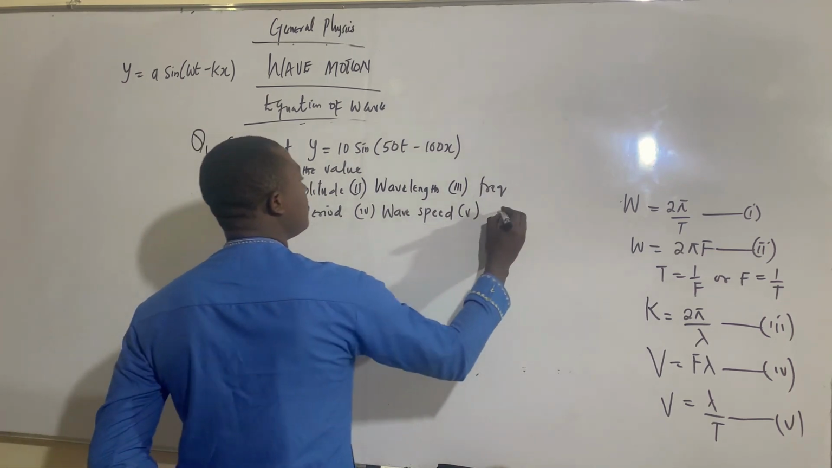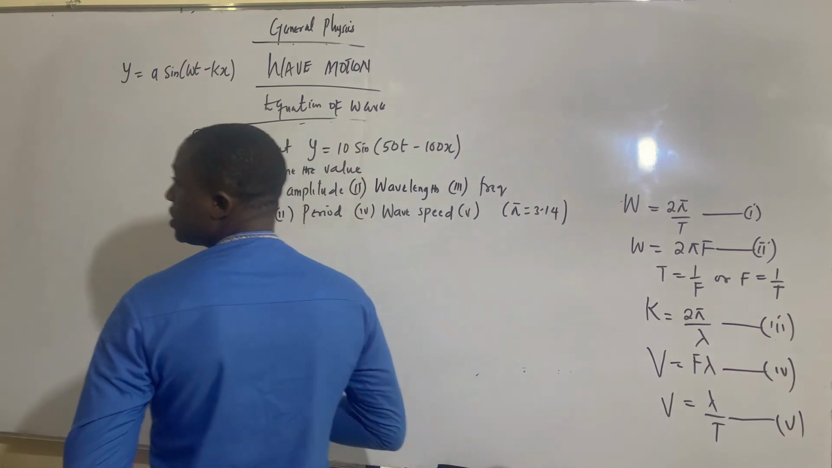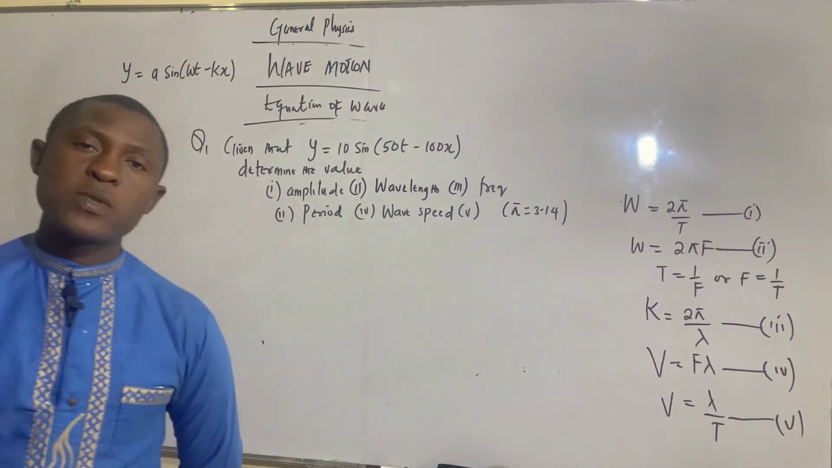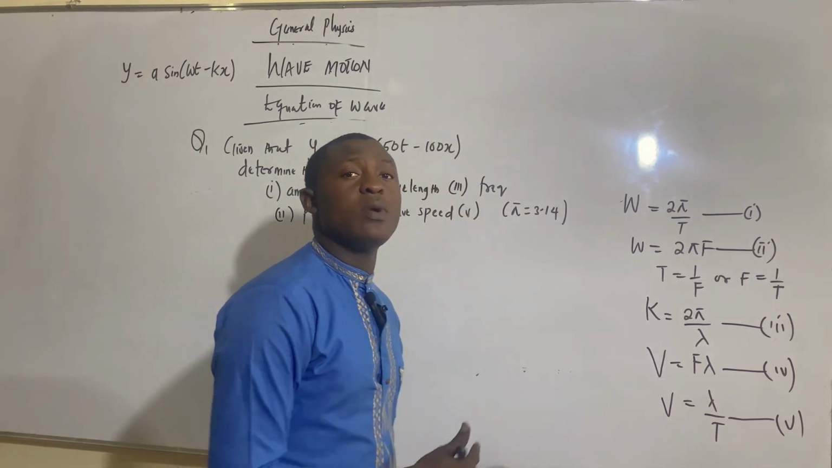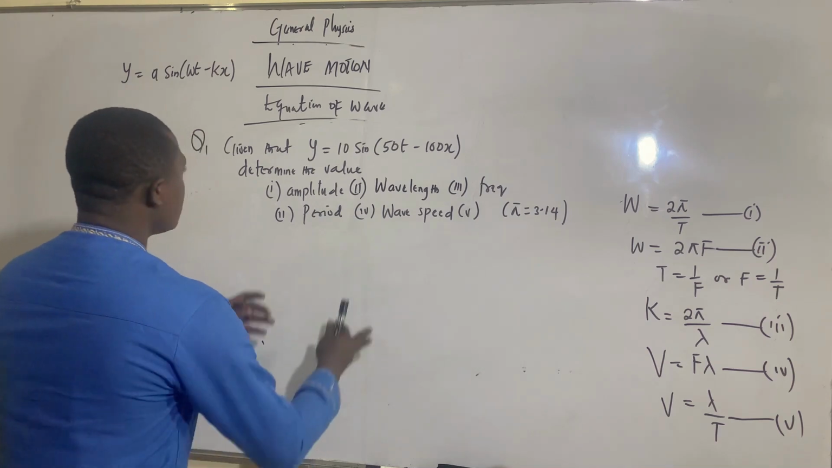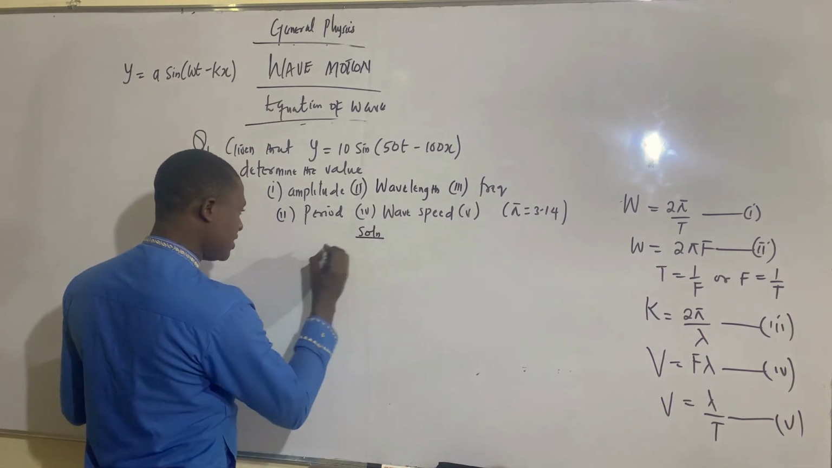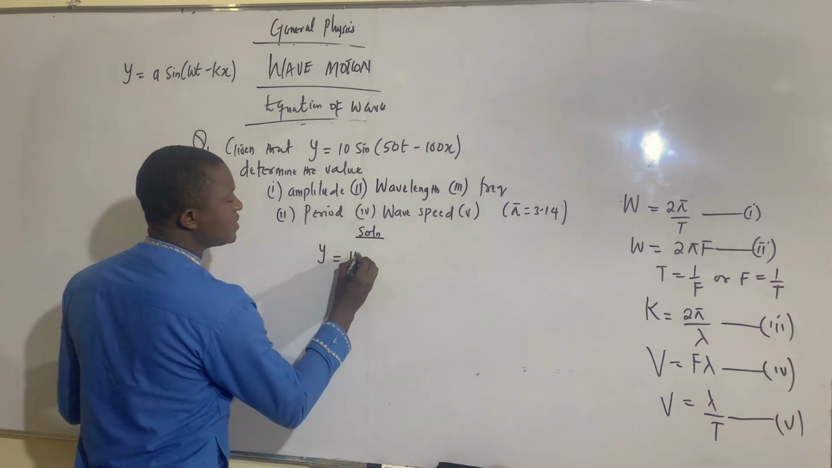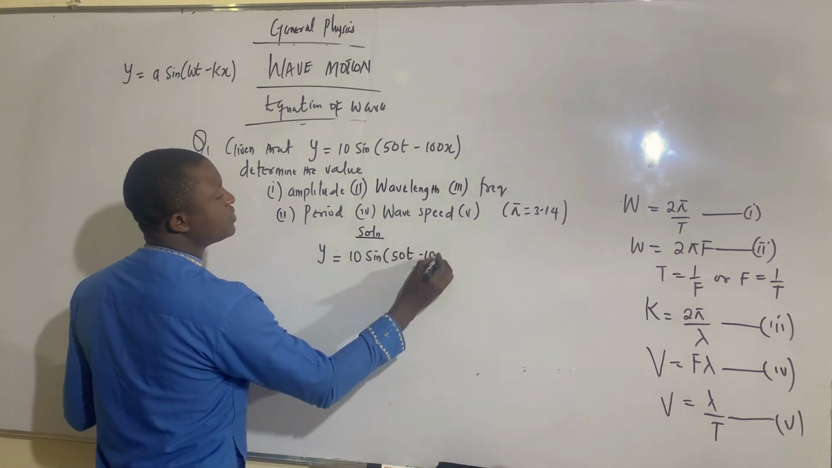So taking pi, maybe we are given pi here to be 3.14. You know, pi can be 22/7 or 3.142. It depends on the one you are given from the problem. So here we are asked to take pi to be 3.14, right? Fine. So now this is what we have from the problem. They said y is equal to 10 sine open bracket 50t minus 100x.